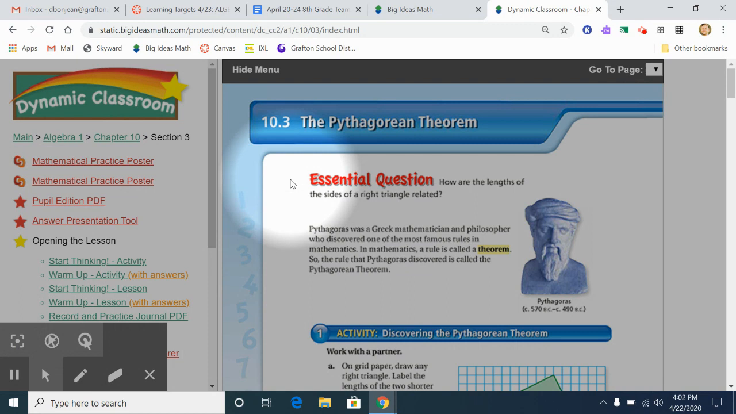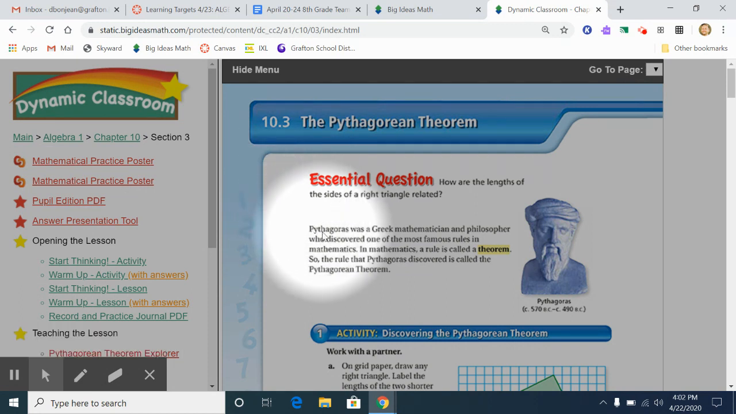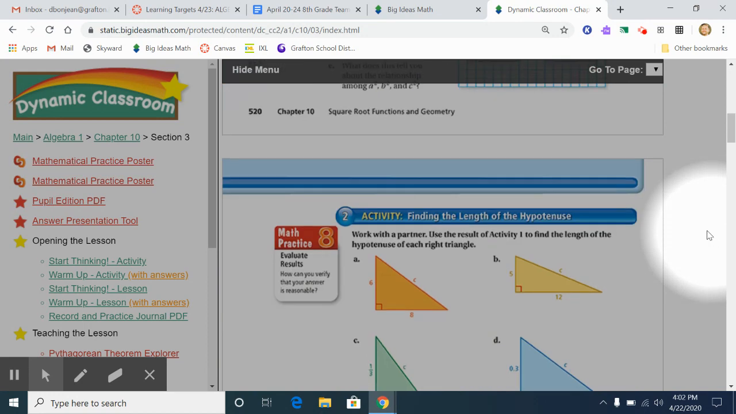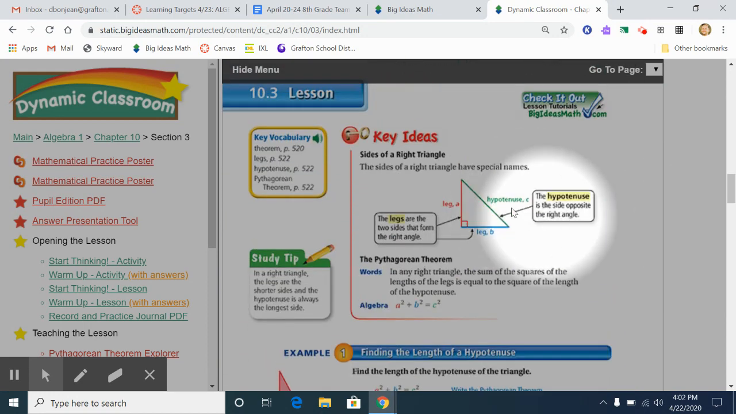So just so you know what all of this means, where did it come from? Pythagoras was a Greek mathematician and philosopher who discovered one of the most famous rules in mathematics. In mathematics, a rule is called a theorem, so that's where they got the name. The rule that Pythagoras discovered is called the Pythagorean theorem. Now let's take a look at what that rule is exactly.